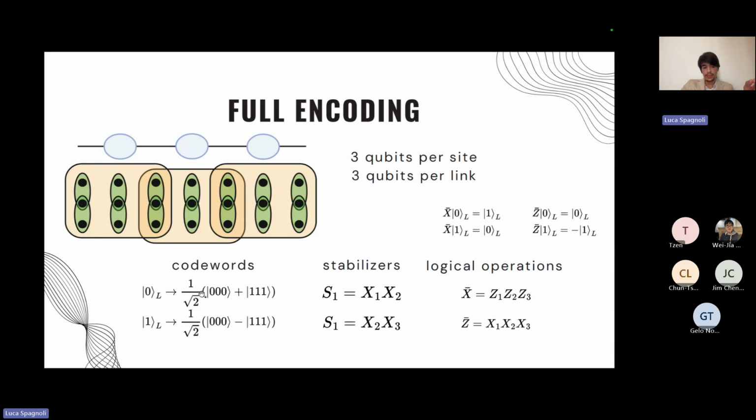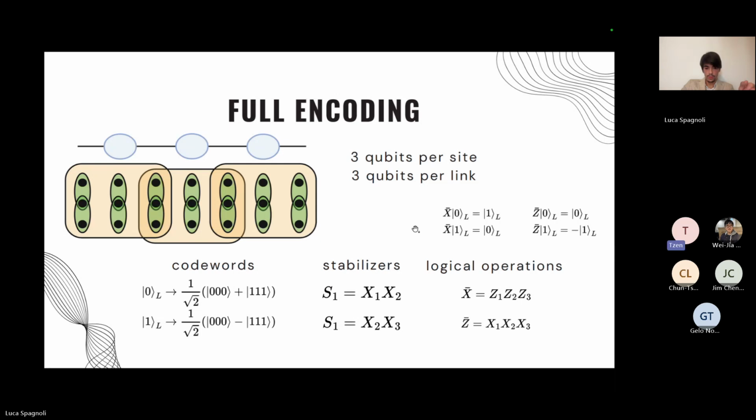The stabilizers for these states are these two. And here I tried to draw as clear as possible, but I know it's a mess. These two stabilizers are represented by the green circles here, meaning that I measure the parity between these two qubits and the parity between these two qubits. Here in the three qubit state of the site, and I repeat it for all the links, all the sites. In this way, I correct on this set of qubits every possible single qubit Z error, because Z anti-commutes with those two stabilizers.